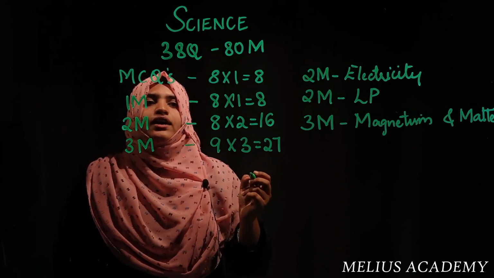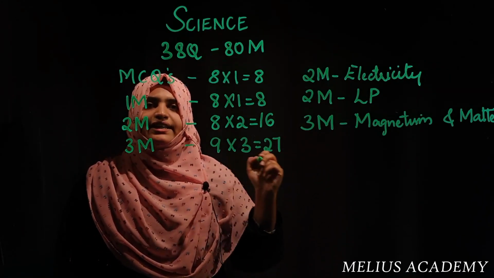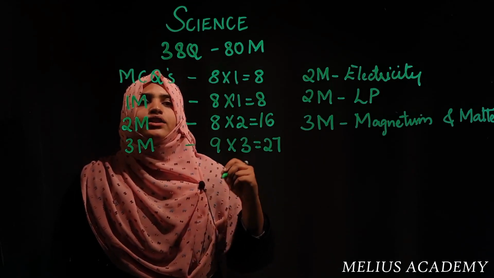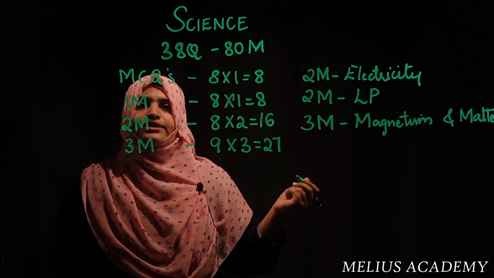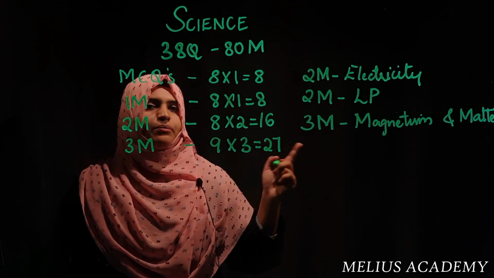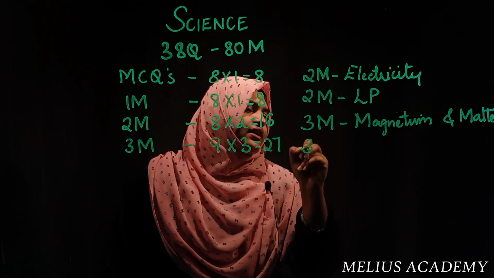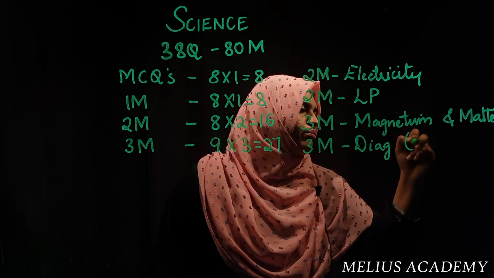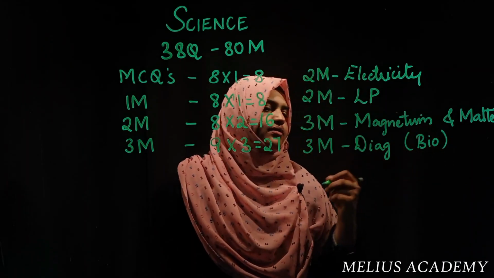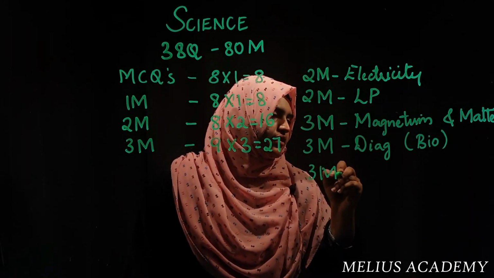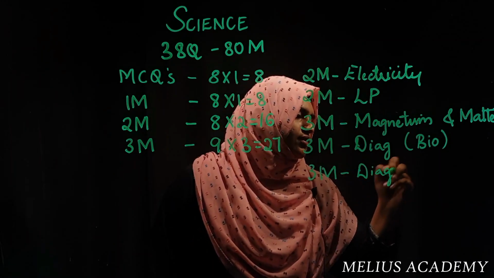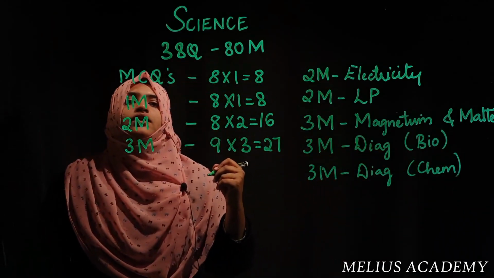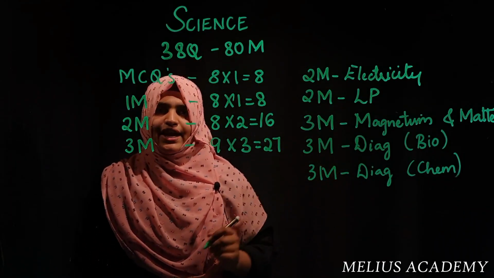They might ask you to state Fleming's rule, Fleming's right hand law and left hand law. And they might even ask you the question for electric motor and electric generator. These are the important questions from magnetism and matter. A 3 marker, a diagram can be asked from bio. Another 3 marker, a short question, that is a diagram from chemistry from the chapter chemical reactions.